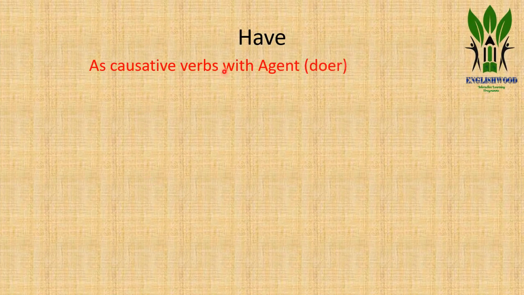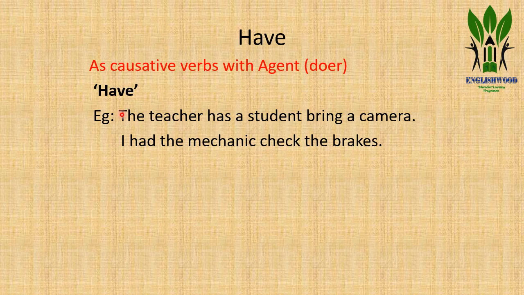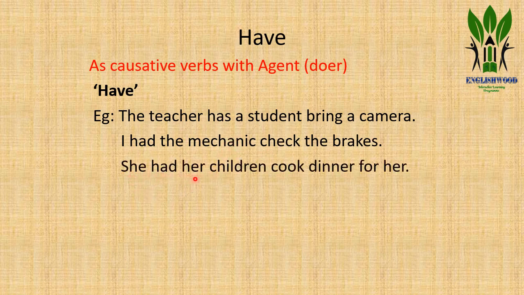Have as a causative verb also comes with the agent as a doer. For example, the teacher has a student bring a camera. I had the mechanic check the brakes. The teacher has a student, agent. I had the mechanic, agent. She had her children cook dinner. She had comes with her children. Same thing. Structure number 1 and 2 we have been discussing. That means subject plus have plus agent plus verb 1 is the structure.